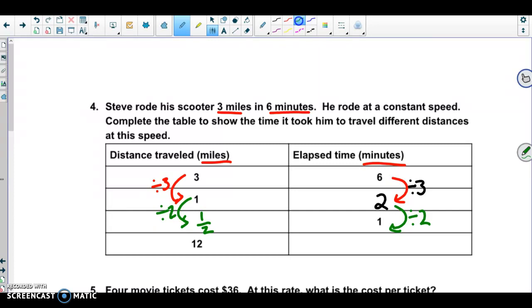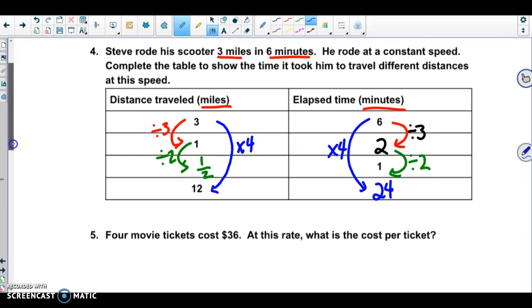All right. And then for this one, it's saying the 12 miles for the last part of it. Well, I might look back here to this 3. I could look at any of them, but I know that I can get from 3 to 12 by multiplying by 4. And so if I multiply by 4 there, that's what I have to do here. So if it's 12 miles, it's going to take 6 times 4, which is 24 minutes for Steve to go those 12 miles.